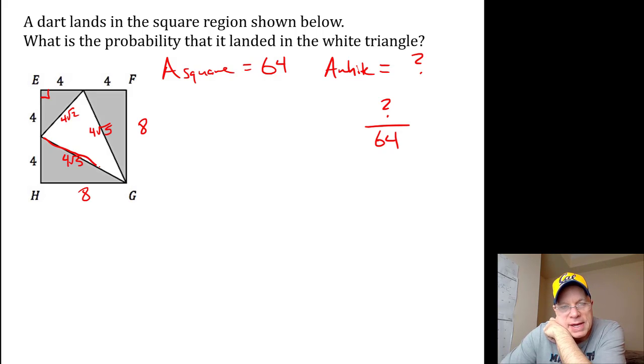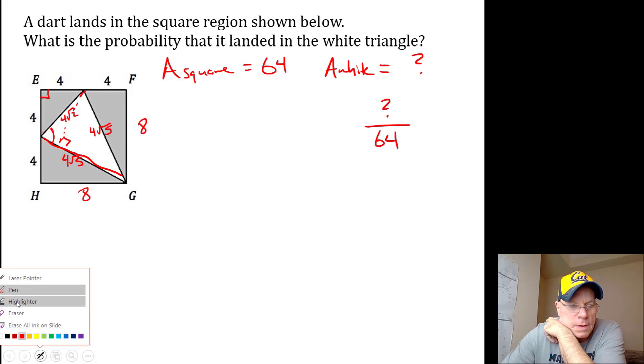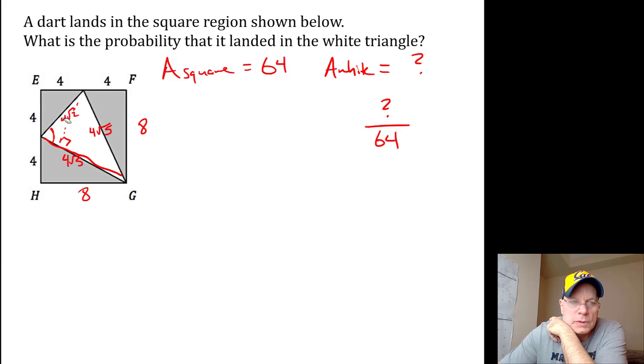I can call this the base of my white triangle, but I still don't know the height. I still don't know that altitude, because it's not given that this angle is a right angle. In fact, I can tell that it's not a right angle. Should I say that so confidently? Yes. Okay, so this is not the way to find this probability. There's a much simpler way.